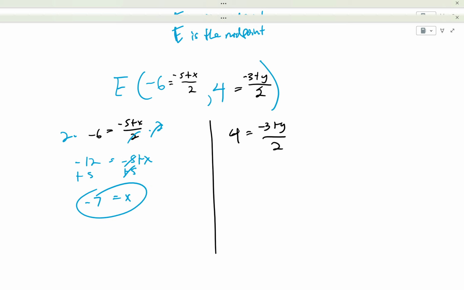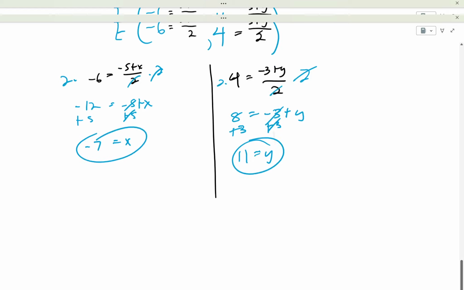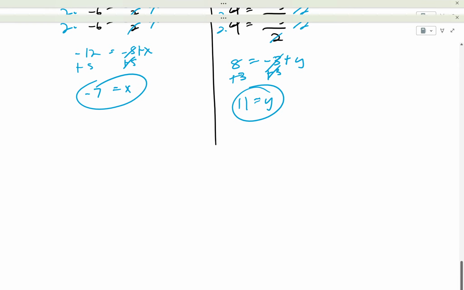Okay? And then on the other side, multiply by 2 on both sides. So this guy factors out. 2 times 4 is 8, which is equal to negative 3 plus y. And then I'm going to add 3 to both sides. Negative 3 cancels. 8 plus 3 is 11. That's my y. And of course, my coordinate is x comma y. So D effectively is negative 7 comma 11. X comma y.